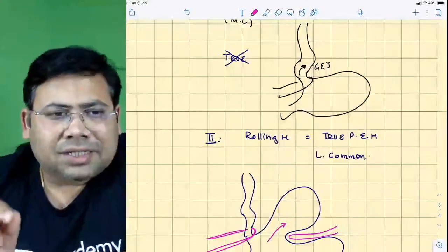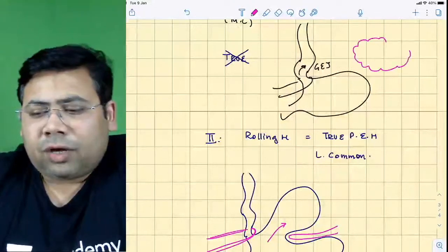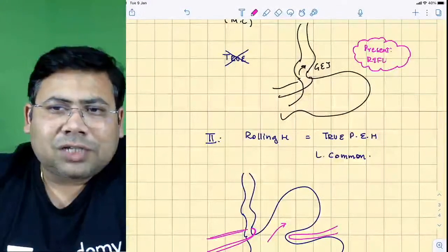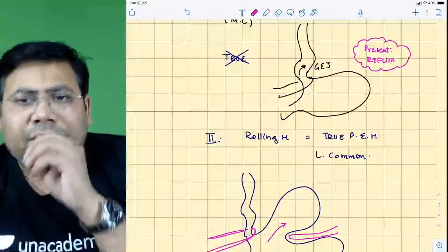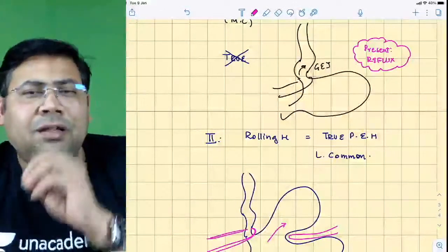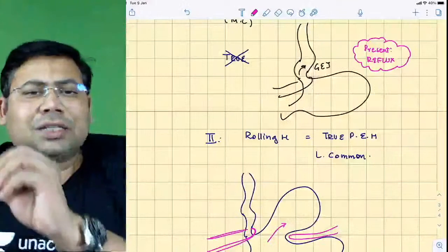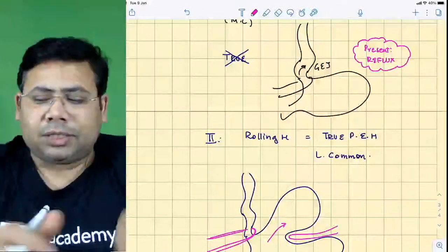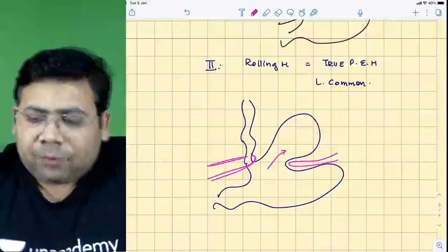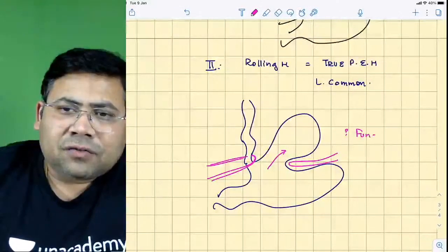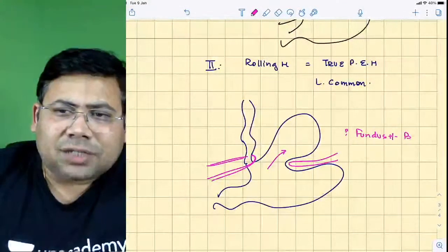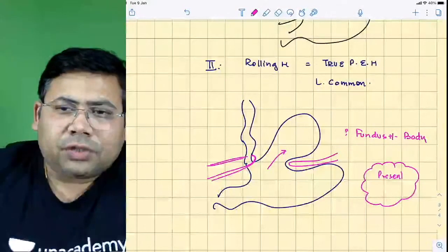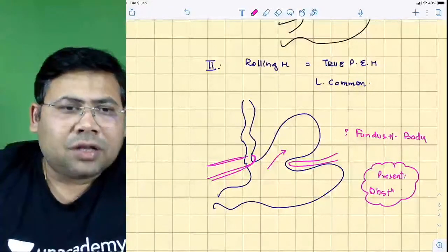But since the GE junction has gone up in type 1, what is the classical presentation? The answer is reflux. Why? Because the GE junction maintains the tone, and once it is herniated, the tone of the lower esophageal sphincter is lost, and that is why it is associated with reflux. In type 2 hernia, since the fundus plus or minus body of the stomach has gone up, the classical presentation is obstruction.